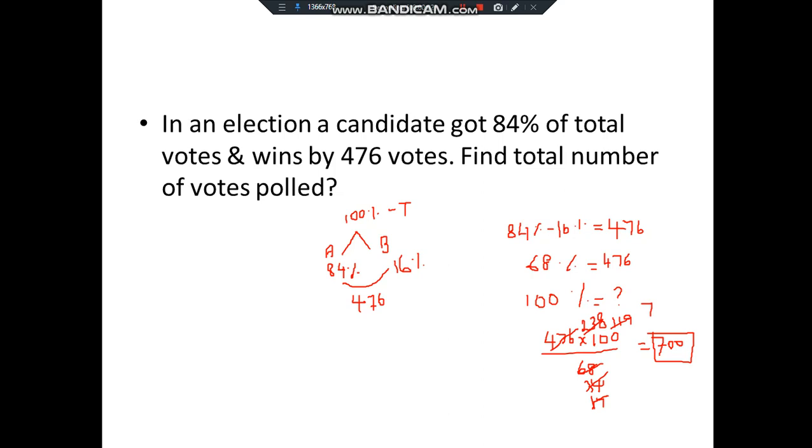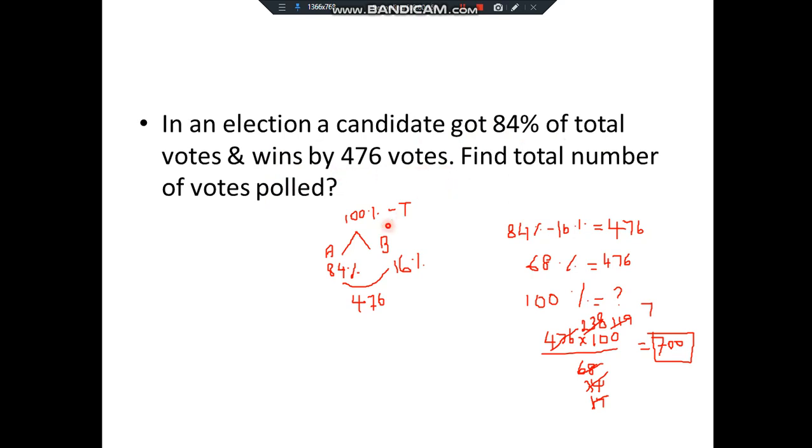Now we'll go with the first question. In an election a candidate got 84% of total votes and wins by 476 votes. Find the total number of votes polled. The first thing you have to do is read the question very carefully, because you may be careless and find the answer for some other thing. We have to find the total number of votes polled. Given is a candidate got 84% of total votes and he wins by 476 votes.